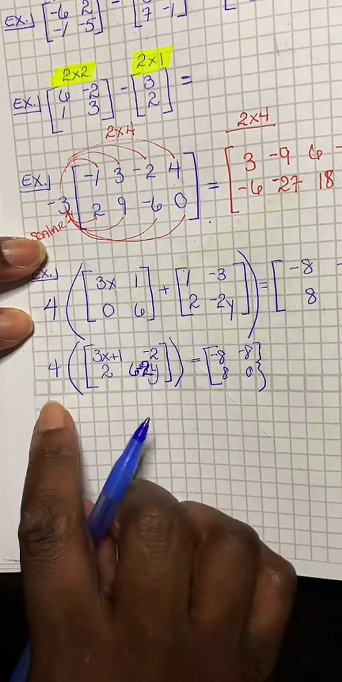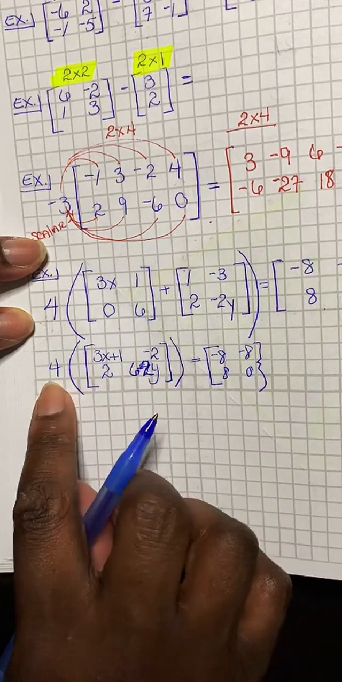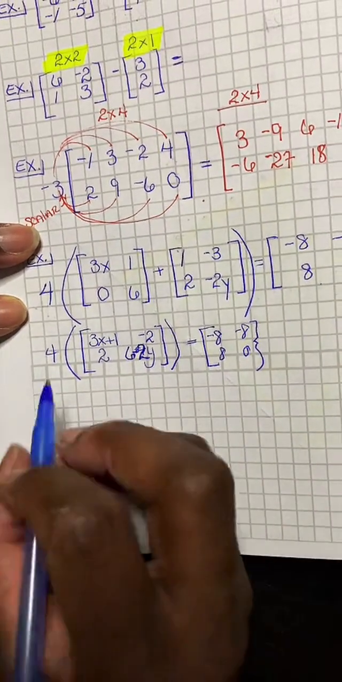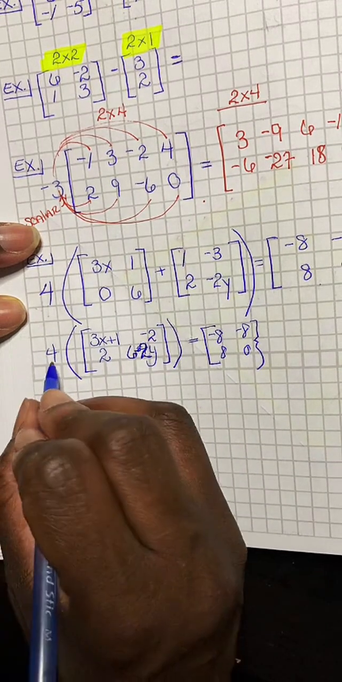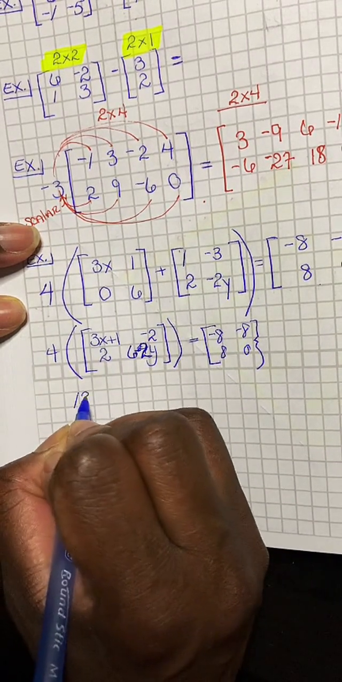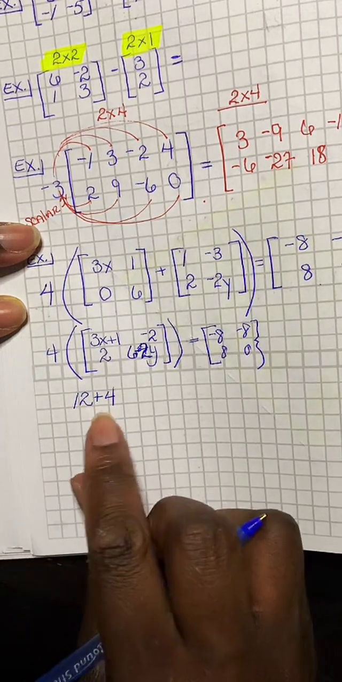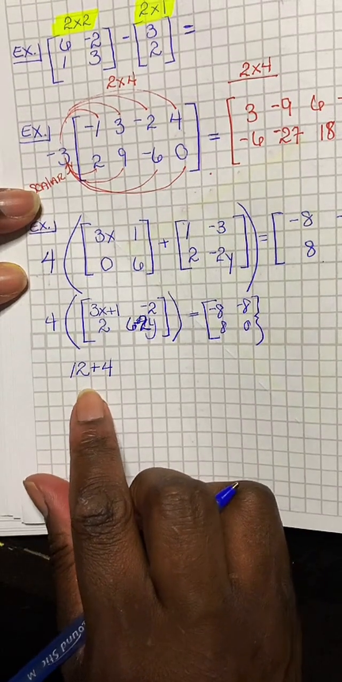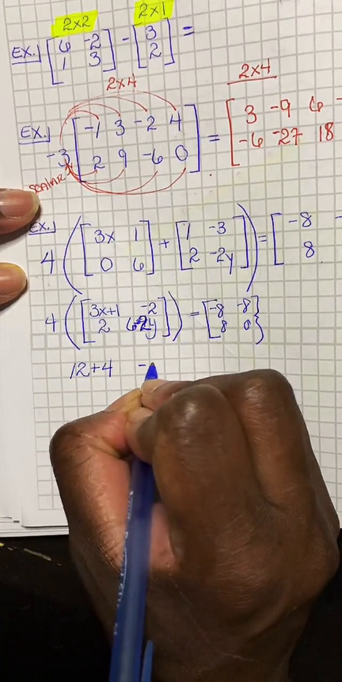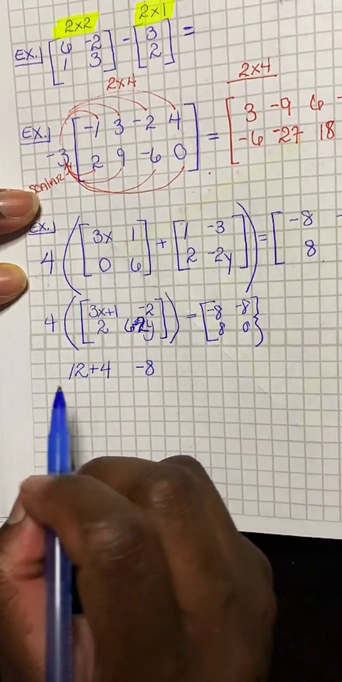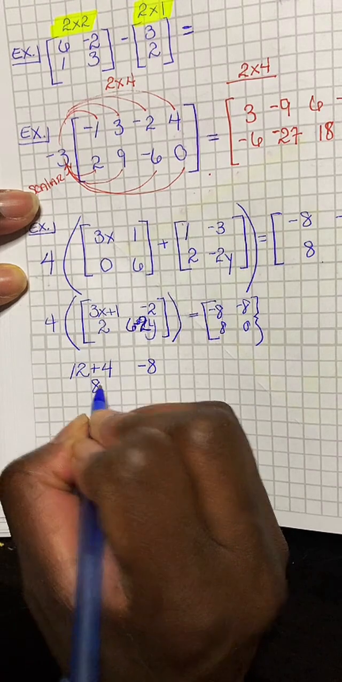So now we need to multiply everything inside of this parenthesis by the scalar. I'm going to multiply the 3x and the 1. So 4 times 3x gives me 12x, plus 4 times 1 gives me 4. That's all one element. Now, if I multiply the 4 and the negative 2, that gives me negative 8. If I multiply the 4 and the 2, this will give me 8 down here.